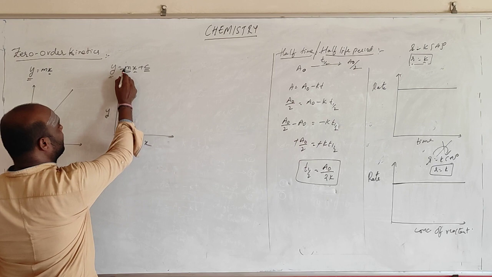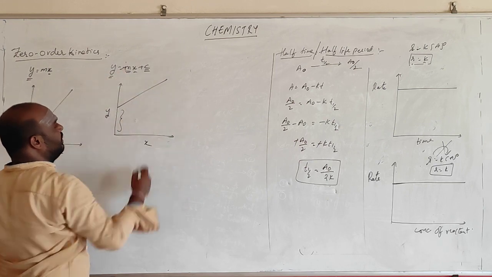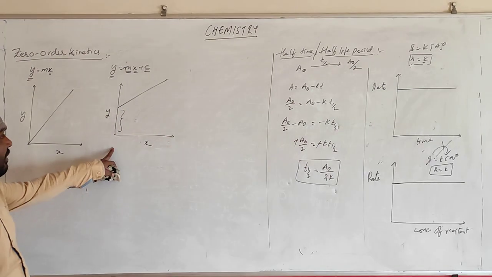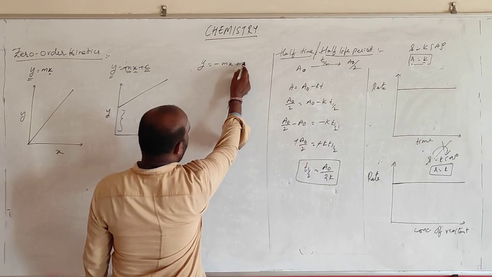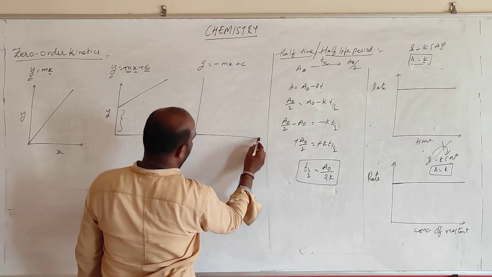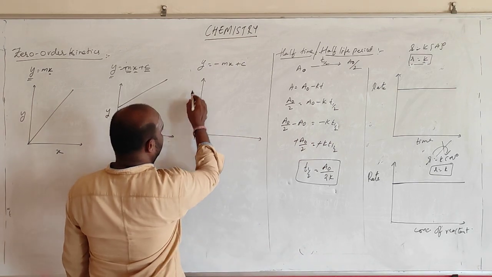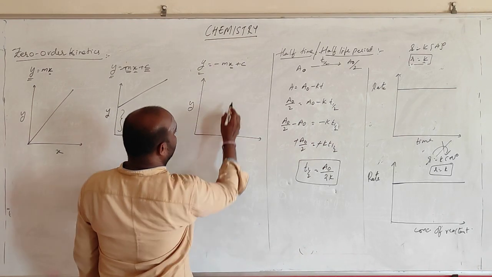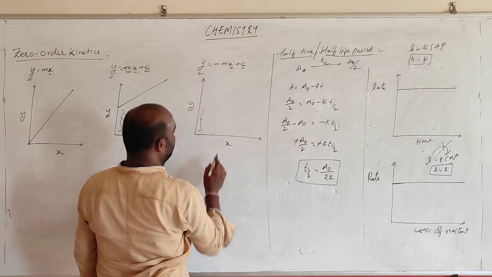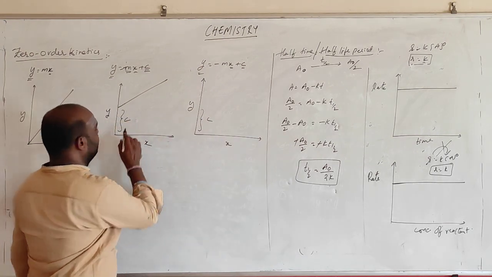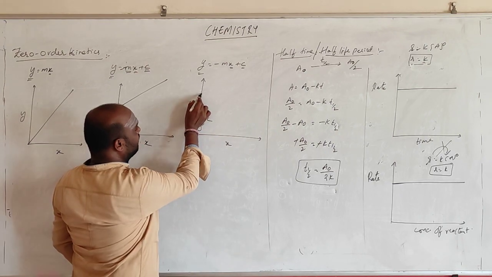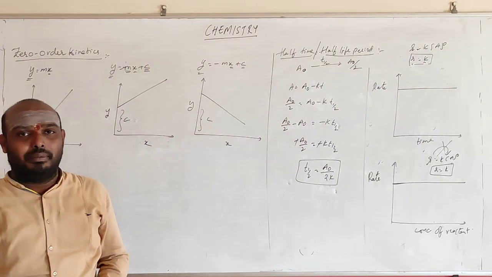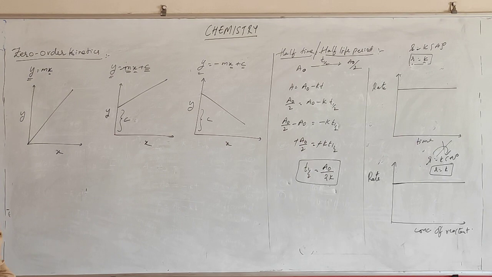The slope is positive or negative. This is a positive slope, so this is the type of graph. And one more type of graph, y is equal to minus mx plus c. So y, x, and the intercept c, and the slope is a negative slope. So you will be getting this, at the maximum.